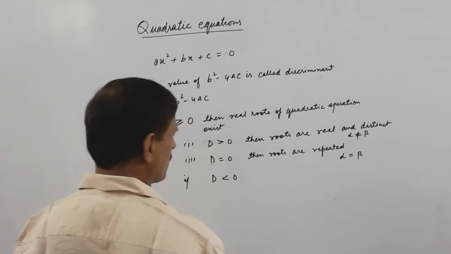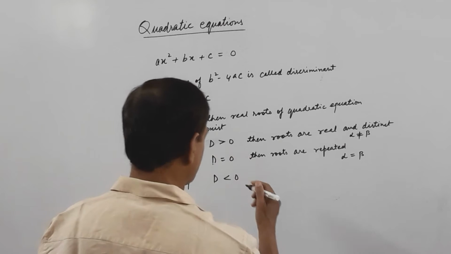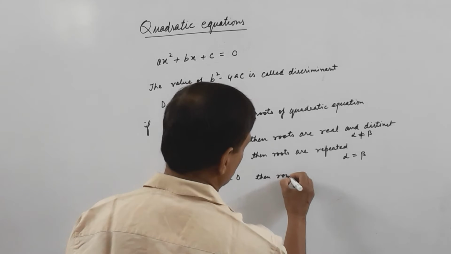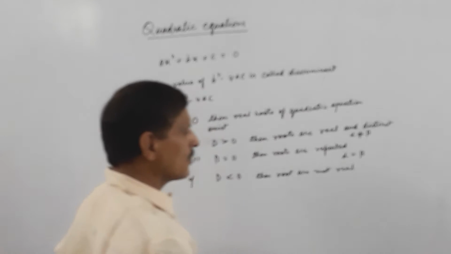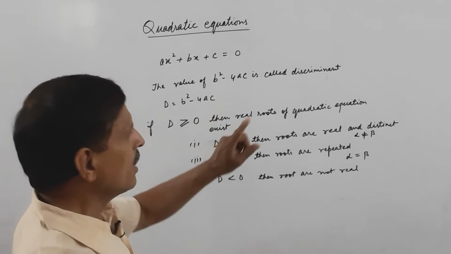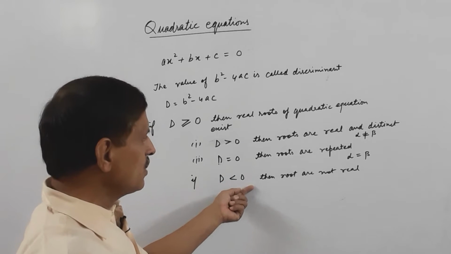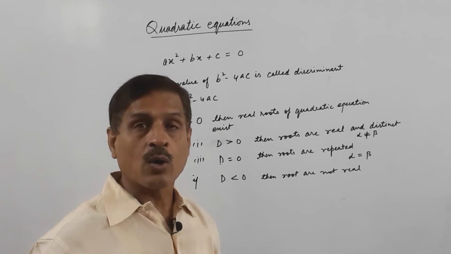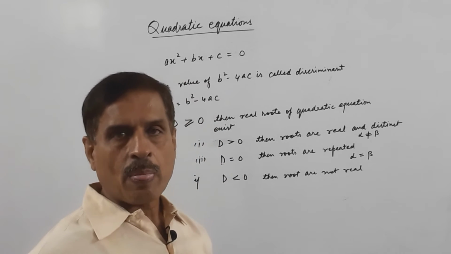is less than 0, that is a negative value of discriminant, it suggests that the roots are not real. For class 10th, we will limit our discussion to real roots only. If discriminant is less than 0, then roots exist, but in that case roots are not real, these are complex roots. That we will study in the next class.